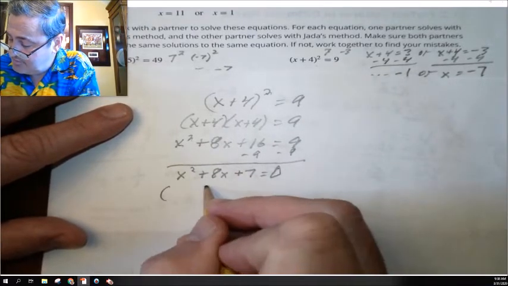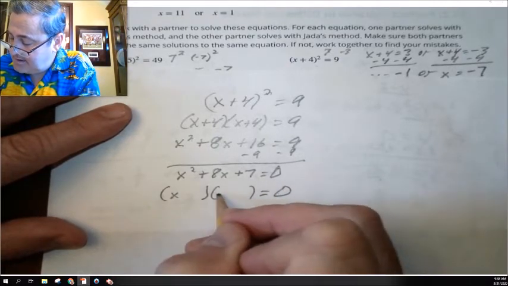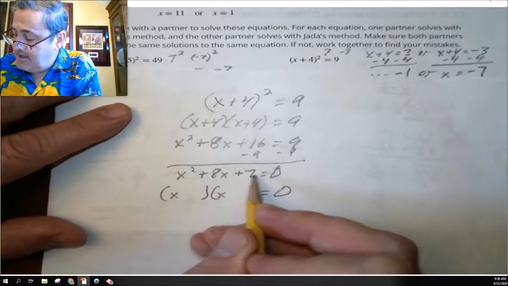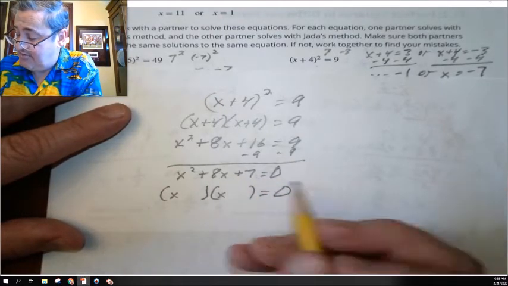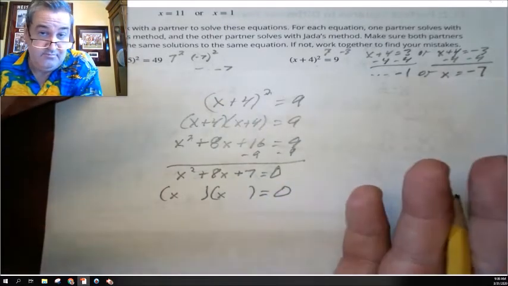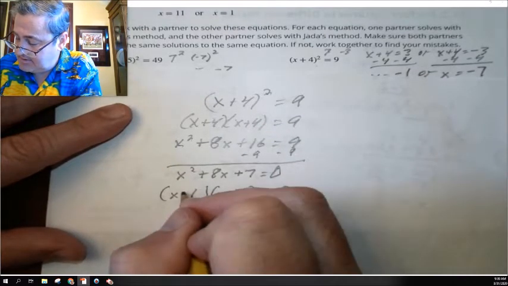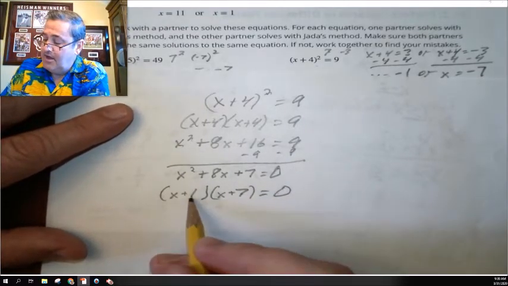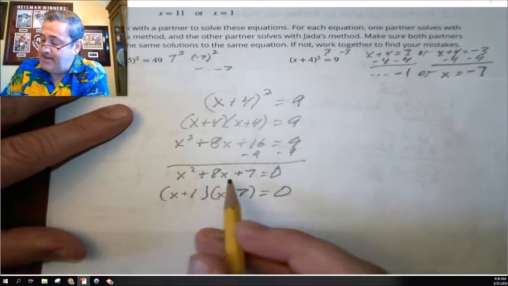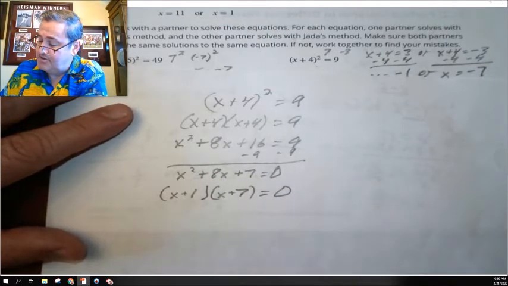So this would be x and x, and we need 2 numbers that would multiply together to be 7 and add together to be 8. Well, 7 only has 2 factors, and they are 1 and 7. That's the only numbers we can use to multiply together to be 7. So when we have the 1 and the 7 added together, we do get 8. And when we multiply them together, we get 7. So these are the 2 factors.